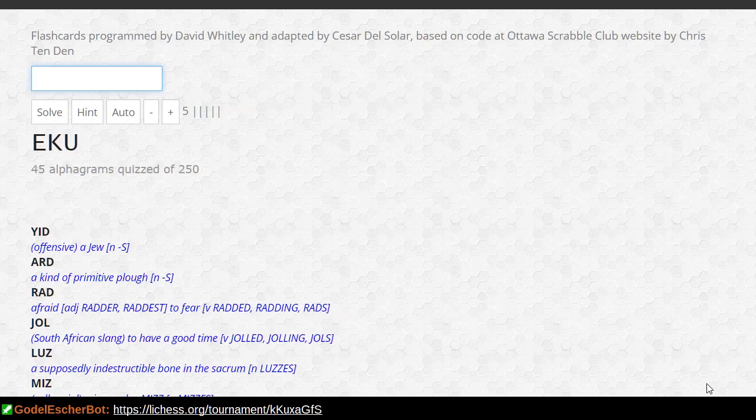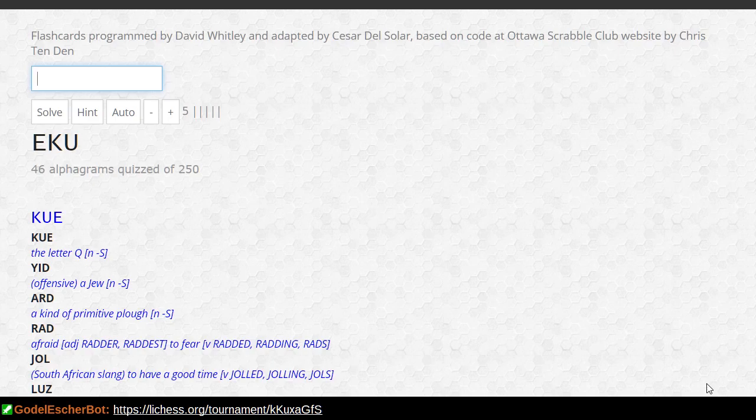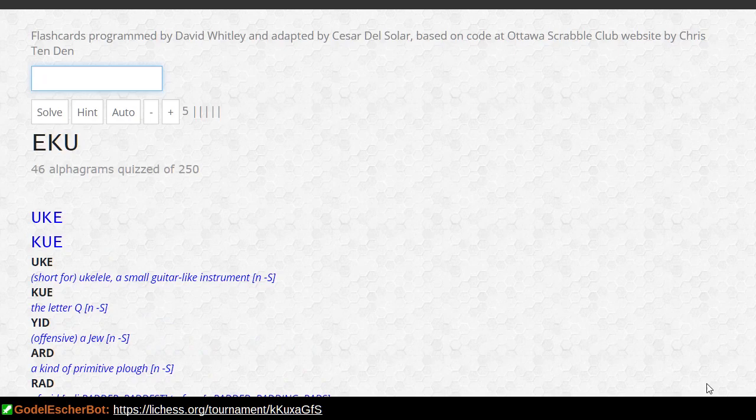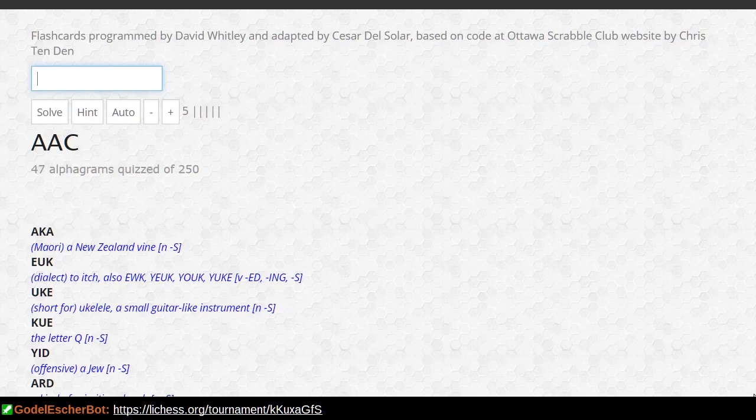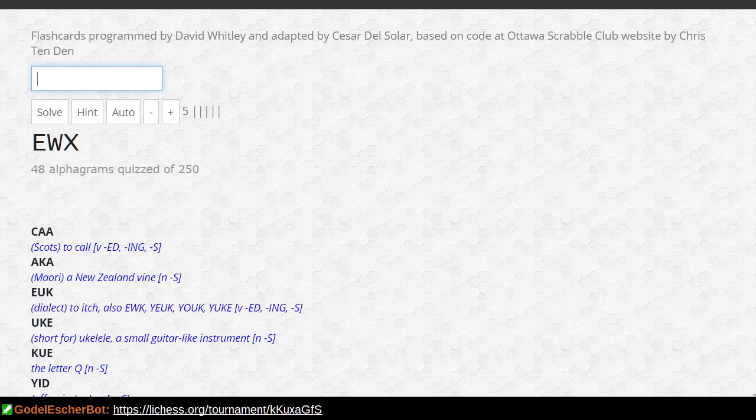KUE, perhaps? Letter Q is KUE. Isn't uke short for ukulele? Yeah. What's the other word of these three or four? EUK. What is this? To itch. Did not know that. AKA. Aka, New Zealand vine. New Zealand and some of these countries have a lot of really strange or interesting things. Is this ACA? Or is it just ka with an extra A? To call.